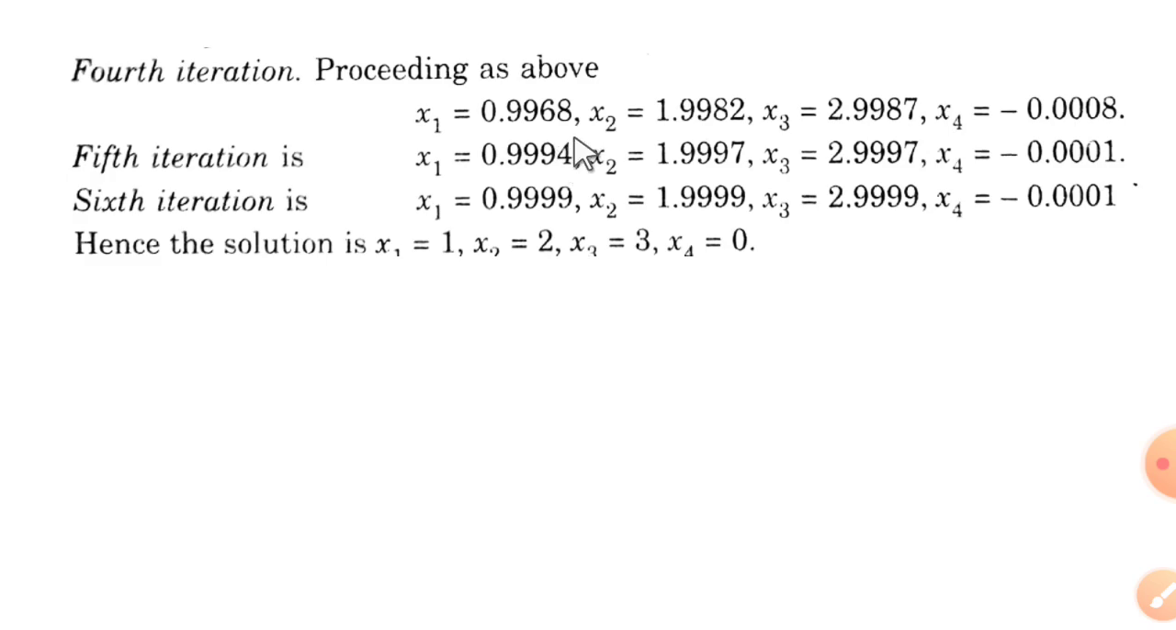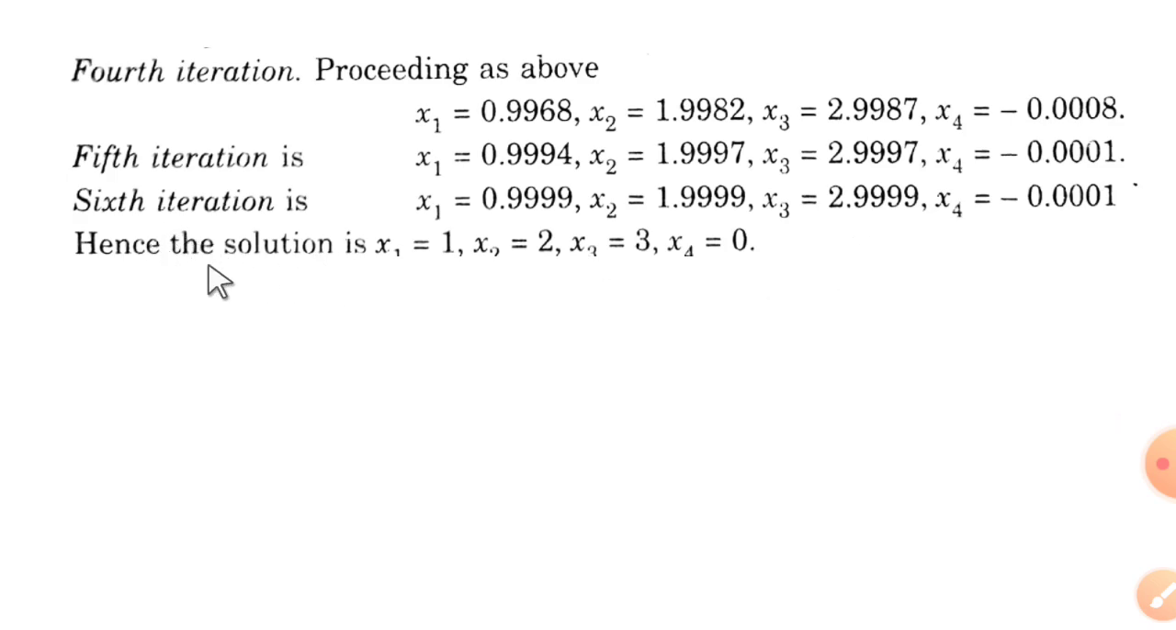There is also a slight difference in these values. So you adopt the sixth iteration. On doing the sixth iteration, we obtain x1 as 0.9999, x2 as 1.9999, x3 as 2.9999 and x4 as minus 0.0001. Now you can compare. You can see that the values obtained in the fifth and sixth iterations are practically the same. Hence you can stop iteration here.